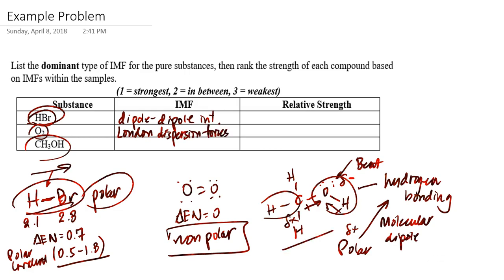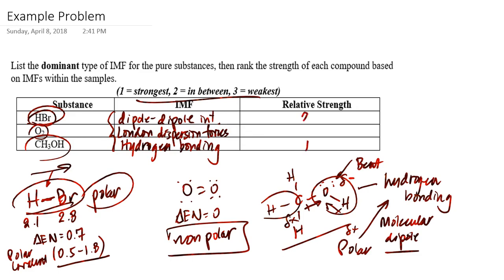And then lastly, for methanol, because of the oxygen-hydrogen bond and the fact that there's a molecular dipole, that means I can expect a strong interaction to be present because of hydrogen bonding. Now, if you recall the relative strengths, hydrogen bonding of these three intermolecular forces is the strongest. So I'm going to rank that as number 1.